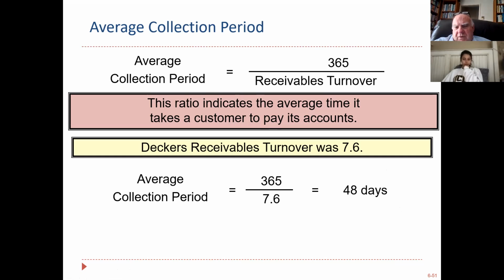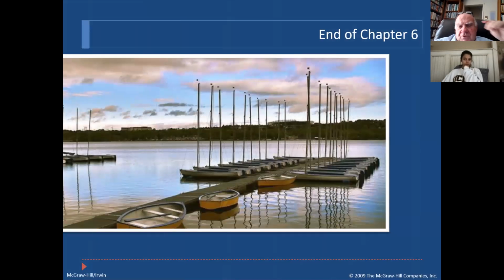Where I worked for most of my life, that would be darn good if we could collect in 48 days. Our goal was 45, and I don't think we ever hit it. But we understand what that metric is about, Kaylee: how fast you collect cash. And that's pretty much the end of a very busy chapter.